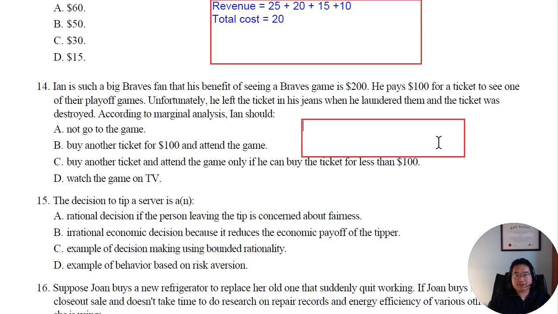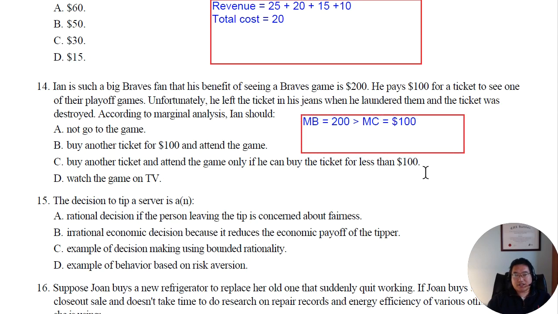Making a bigger box for myself. The marginal benefit is $200. The marginal cost is $100, as long as a $100 ticket is available. And the marginal benefit is higher than the marginal cost. Very obvious. So one must ask, how about the lost ticket?